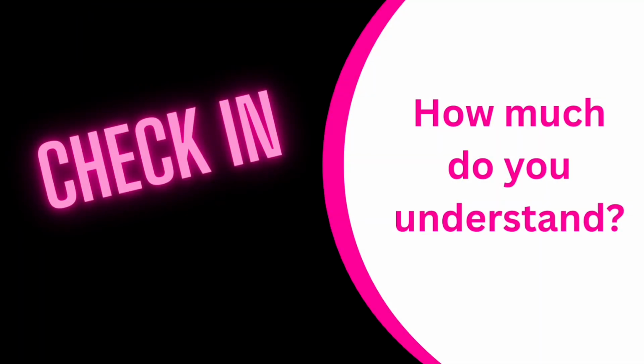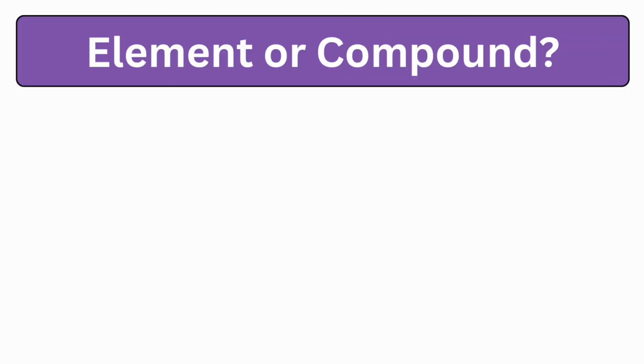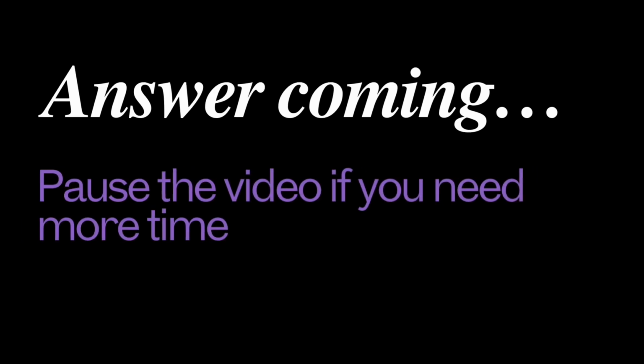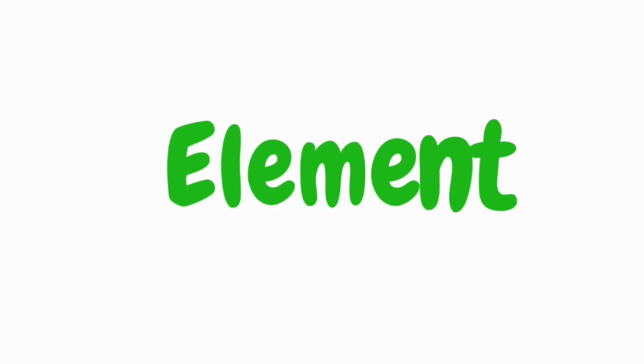We've covered all of the key ideas now, so I've put together a little quiz so you can check if you can apply what you've learnt. I'm going to show you an example and you have to tell me if it's an element or a compound. Our first example is sulfur, which has the formula S8. I'm about to show you the answer, so pause the video now if you want more time. So sulfur is an element.